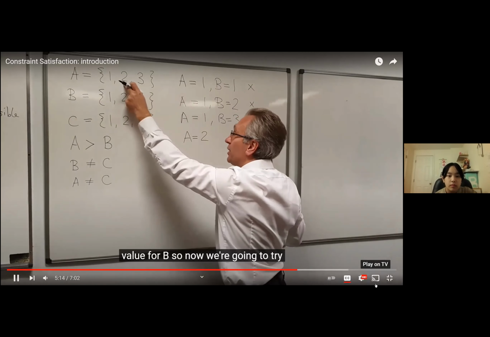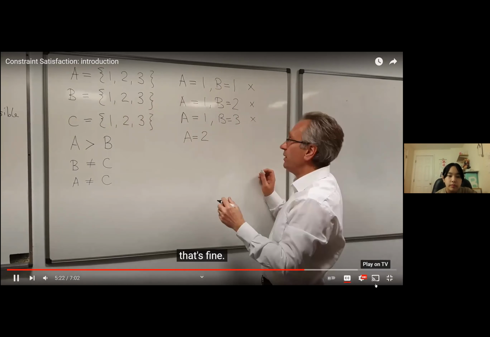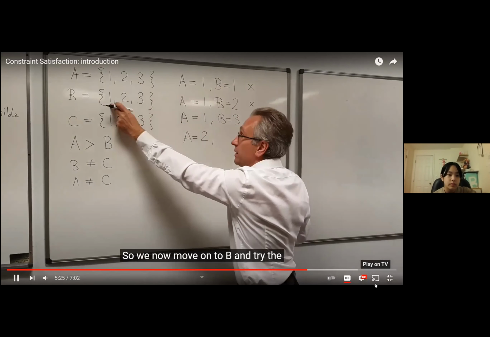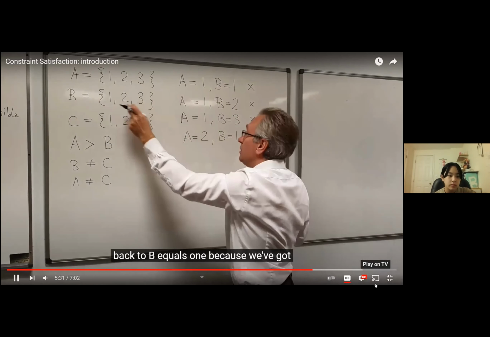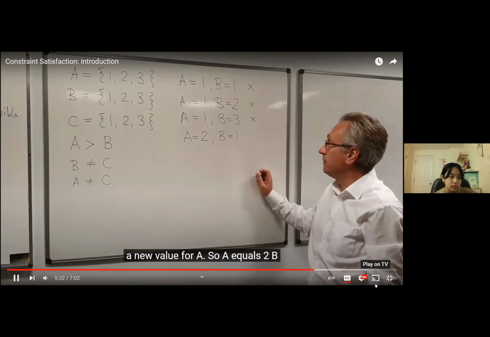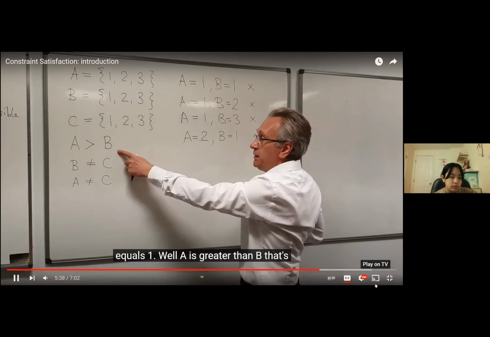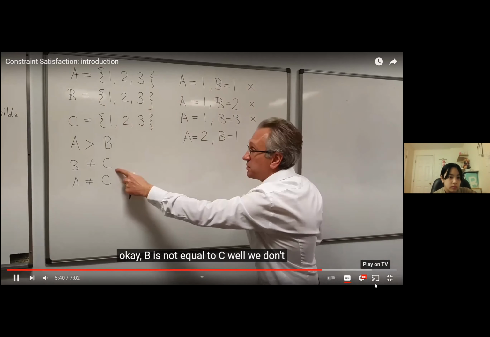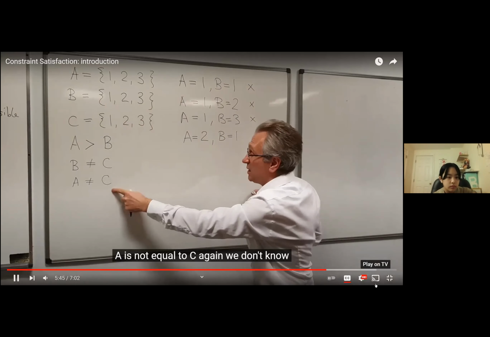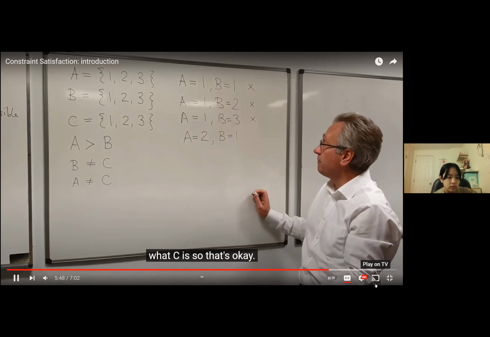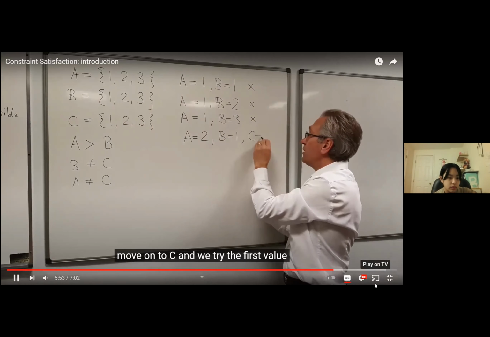So A equals 2. That's okay. A greater than B, B not equal to C, A not equal to C, that's fine. So we now move on to B and try the values one at a time. Notice that we go back to B equals 1 because we've got a new value for A. So A equals 2, B equals 1. Well, A is greater than B, that's okay. B is not equal to C, well, we don't know what C is, so that's okay. A is not equal to C, again, we don't know what C is, so that's okay. So we're happy with this and we can now move on to C.